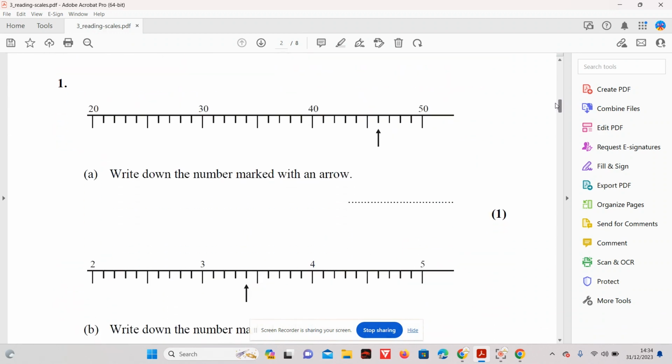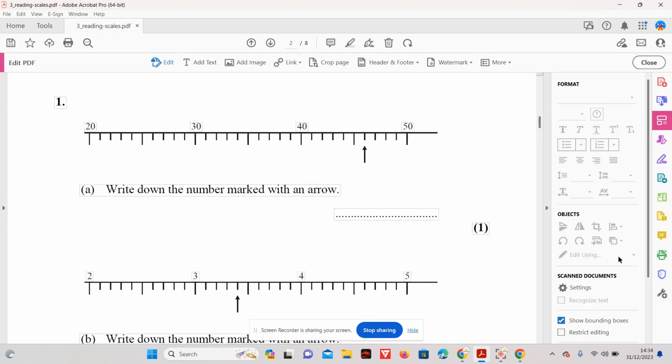So our first question is we've got a scale that goes from 20 all the way to 50, and we've got to work out the number that is marked with the arrow. So best way for us to do this is, I think, to work out the gap between the 20 and the 30, and then that'll tell us what the value of each number is.